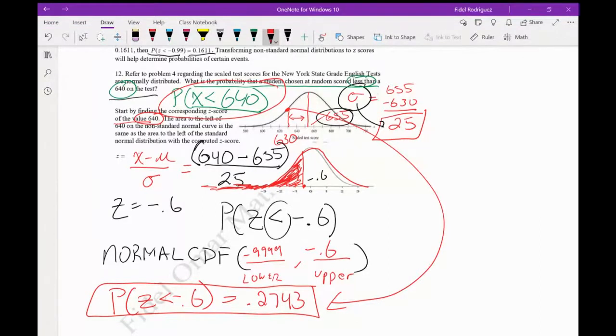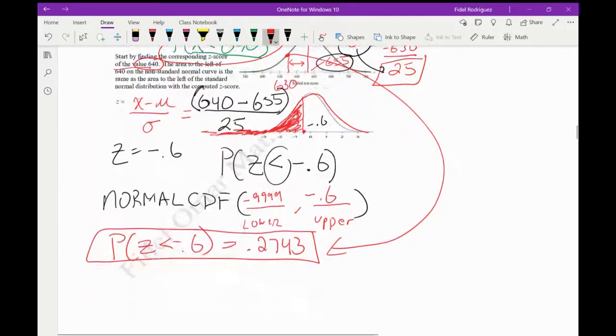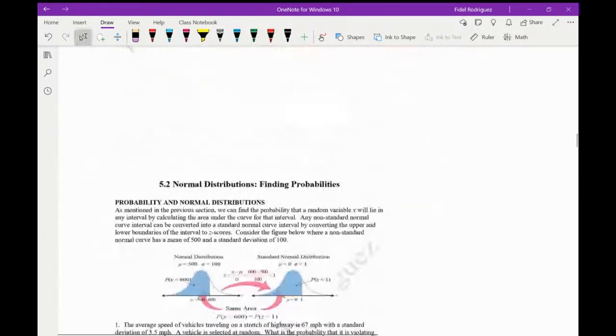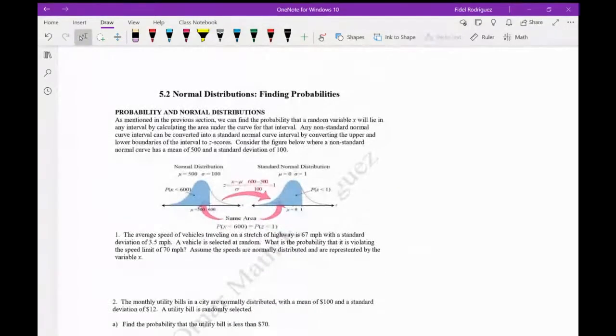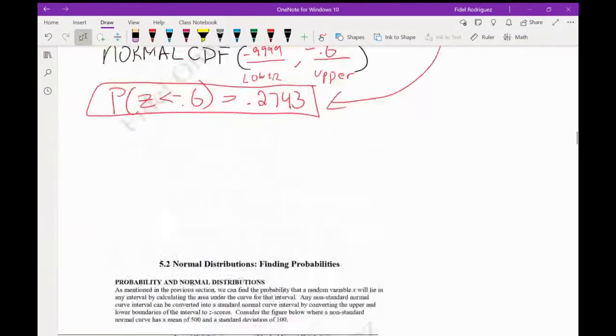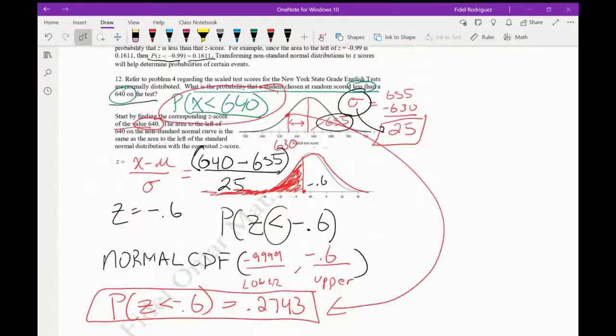So what we're able to do here is find those probabilities using the standard normal curve. It doesn't matter what kind of problem we have, we just convert everything to z-scores, and then we can do that part. I'll give you a heads up: 5.2 is, in essence, a whole bunch of problems just like this last one that we did right now.